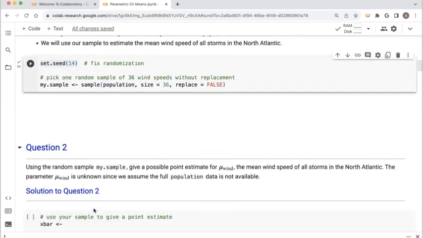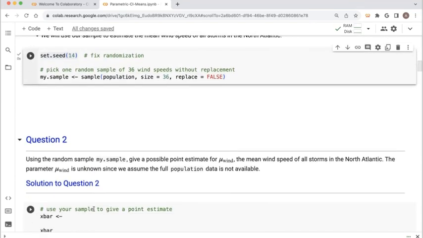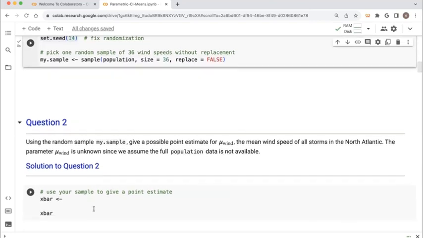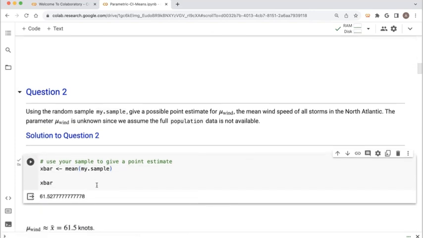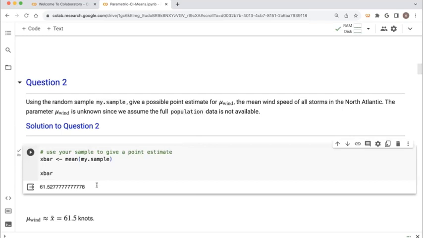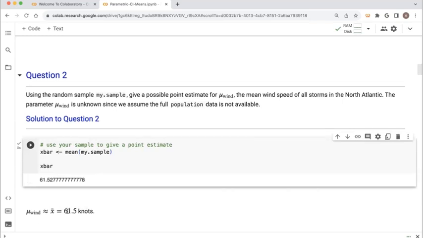And so the first question is asking me, okay, based on your sample that you've picked, what would be your first estimate for the population wind speed? So I've picked my sample randomly. We've seen that the sample mean is oftentimes a good, reasonable starting estimate for the population mean. So in this code cell, I'm going to calculate the mean of my sample, store this in X bar, and print that to the screen. So I can see that my sample has a mean of 61.5 knots. So my initial estimate for the population mean would be 61.5 knots.